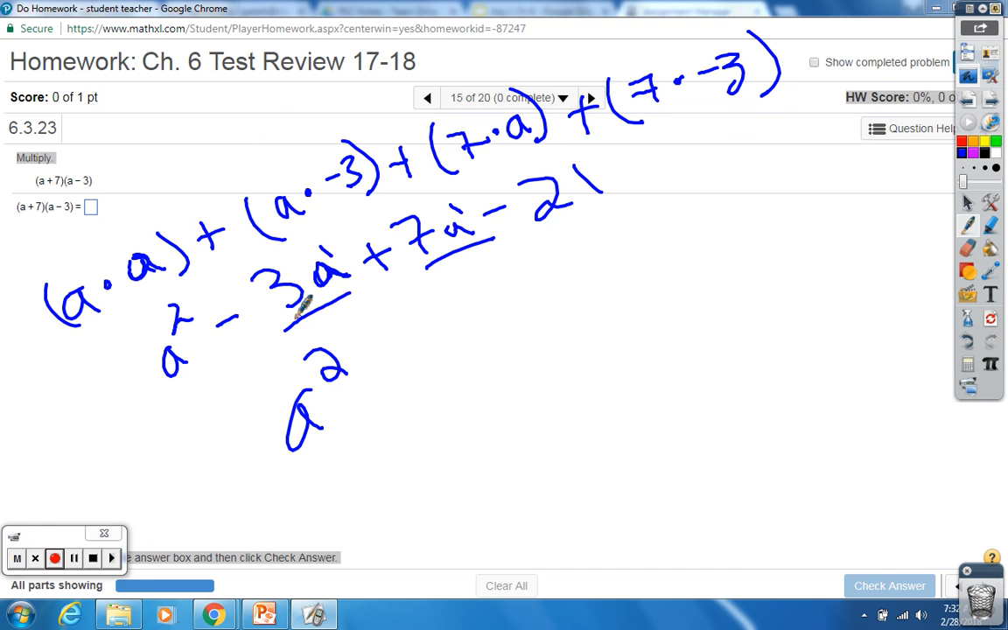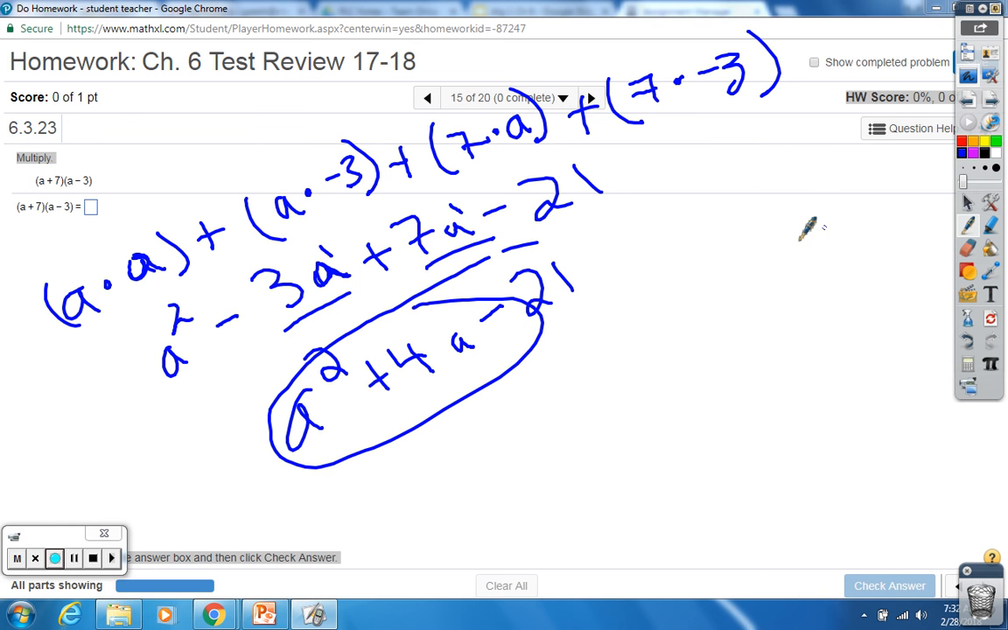So I'll leave that a squared, then negative 3a plus 7a, that'll leave me with 4a. Then my negative 21, I'll just have to tag on here, and I'll circle that as my final answer. And I'll have a squared plus 4a minus 21.